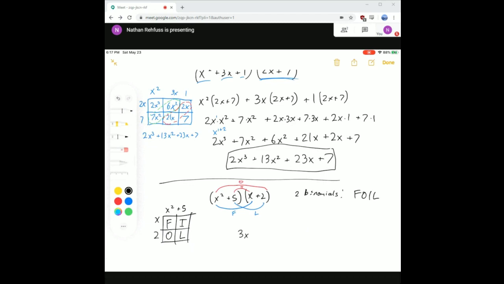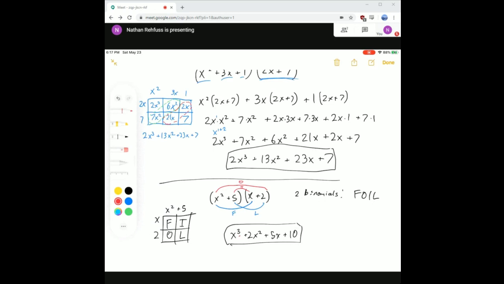Oh boy, Nathan, that's not it. Sorry. x squared times x is x cubed, isn't it now? Outside, x squared times 2 is 2x squared. Inside, 5 times x is 5x. Wow, that's an easy one. And 5 times 2 is 10. That's last.